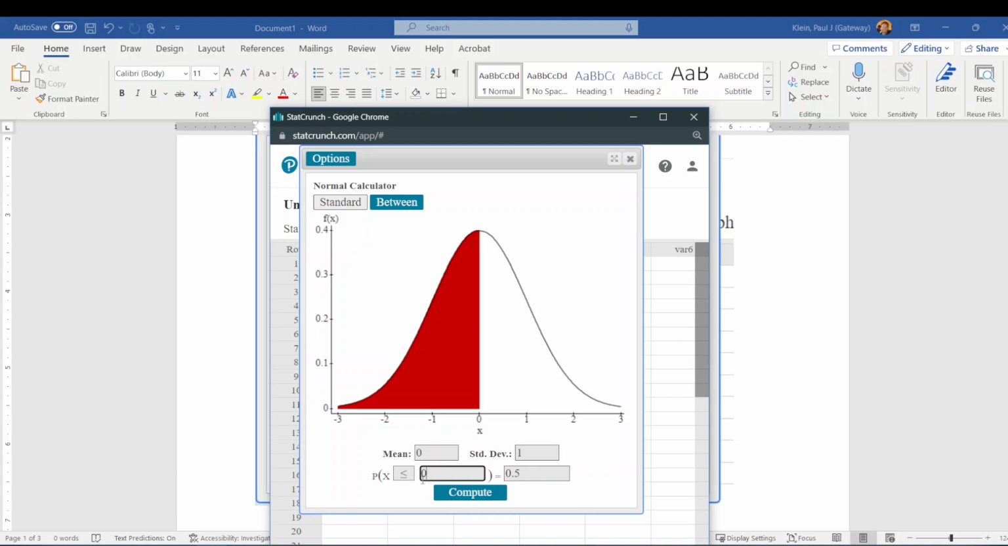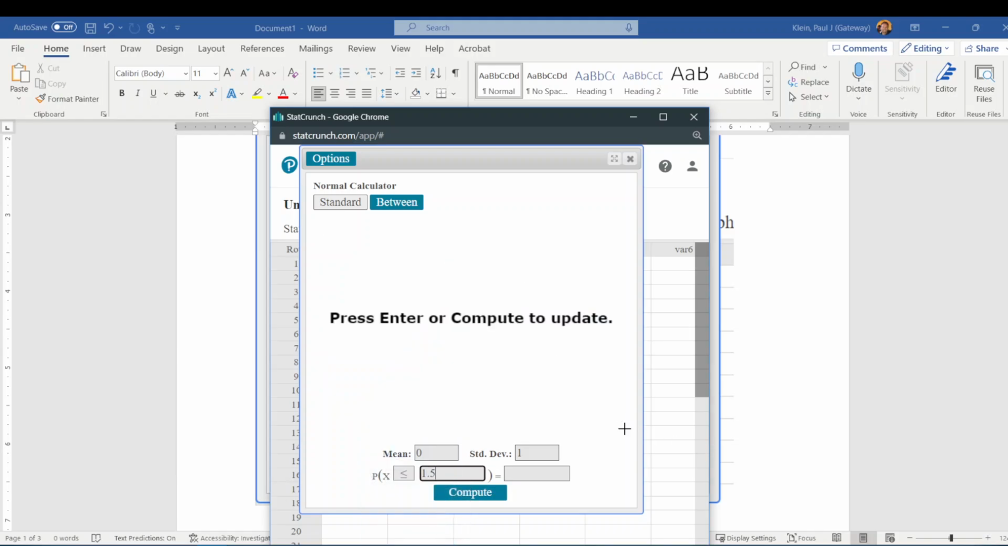The greater than or less than is telling you the shaded region. Is it to the left of this boundary? This point is the boundary. Like, let's say I put 1.5 in there.